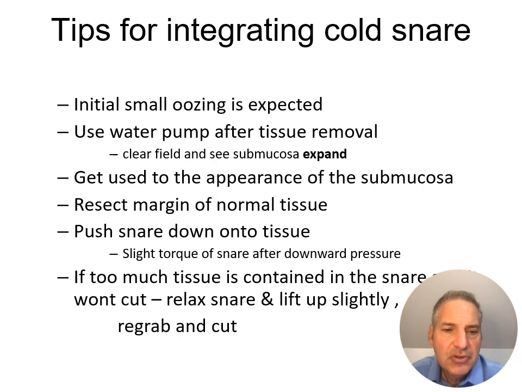You want to plan to resect a margin of normal tissue, and like we talked about, you want to push down onto the tissue, sometimes even maintaining a slight torque to keep the downward pressure of the snare against the tissue. If too much tissue is contained in the snare, it won't cut, and you can remedy this by opening up the snare, lifting up slightly, regrabbing less tissue, and then obtaining a cut.